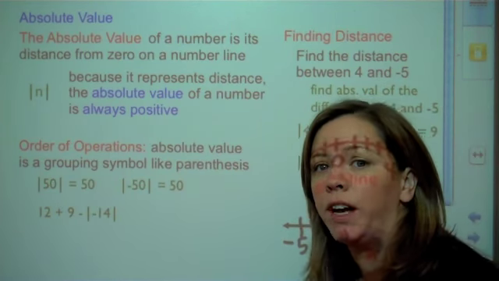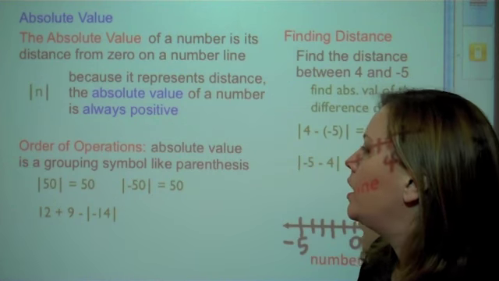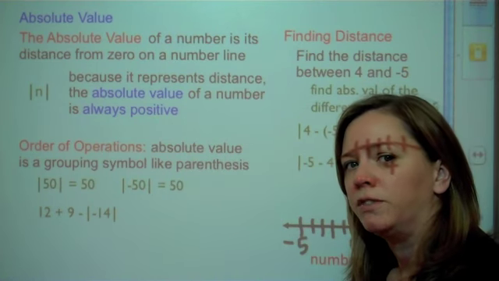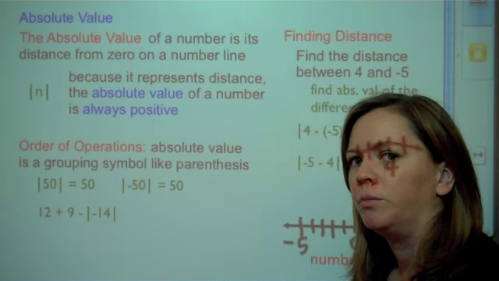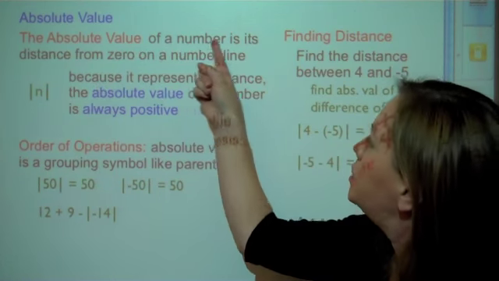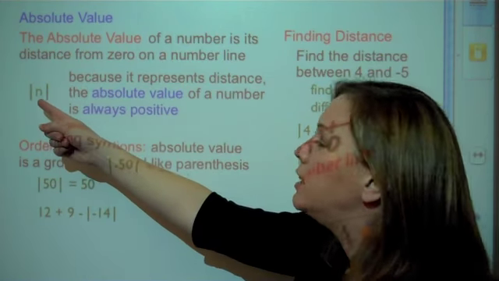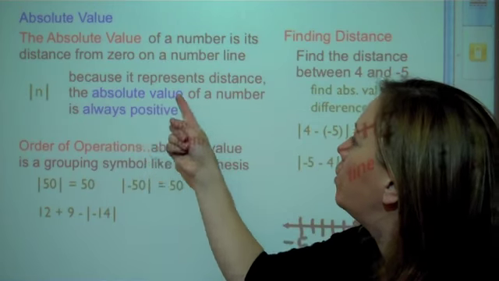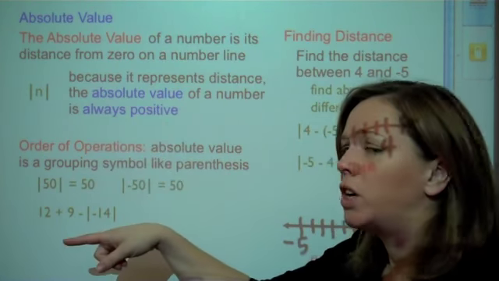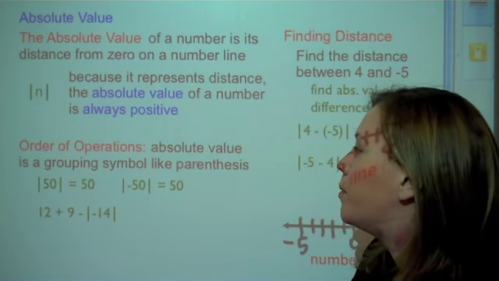All right, absolute value. This is an important one because I've seen it in a couple of different types of problems on released items. The absolute value of a number is its distance from 0 on a number line. So because it represents distance from 0, it's always positive. We've talked about that a lot in class, so I know you know that.